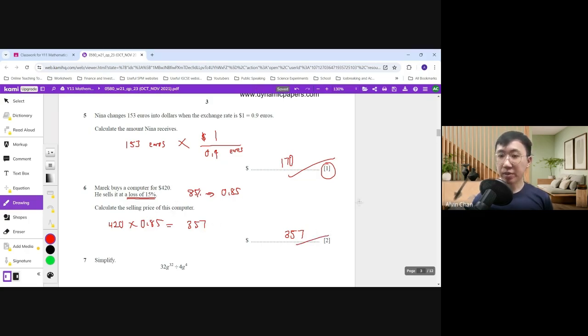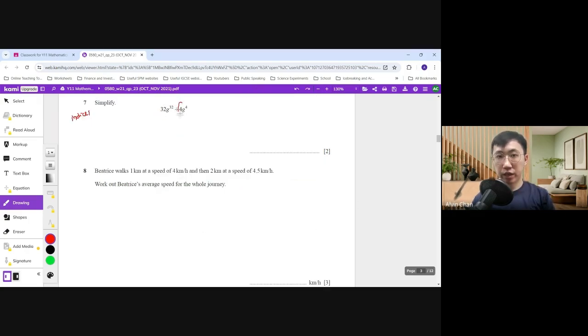Selling at 85%. Number divided by number. So 32 divided by 4. In algebra, when you see the same base and a divide, it means you're going to minus the powers. So 32 minus 4. You take the calculator: 32 divided by 4 is 8. The powers you're going to minus, so you're going to get 28. That is the answer, and the working.